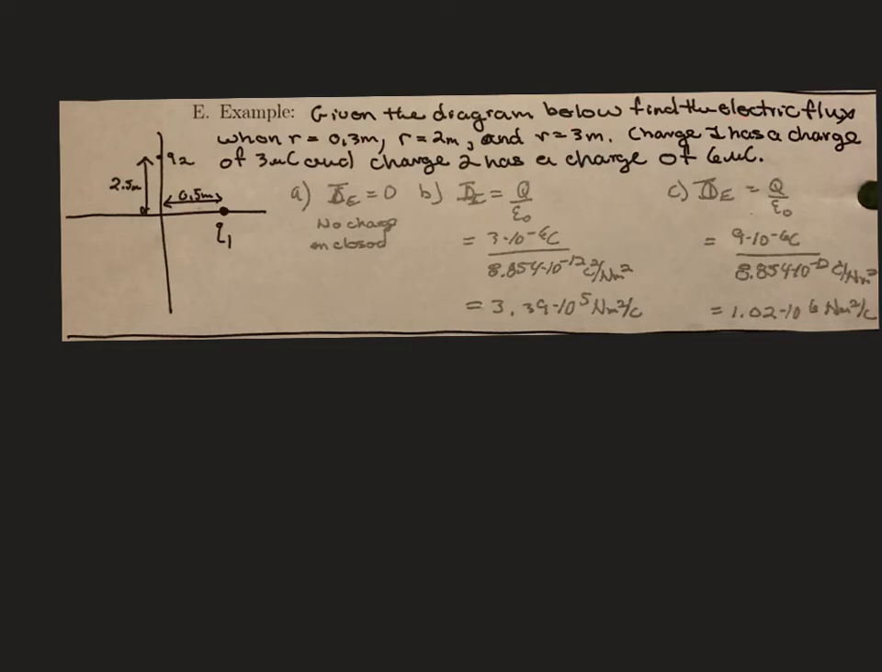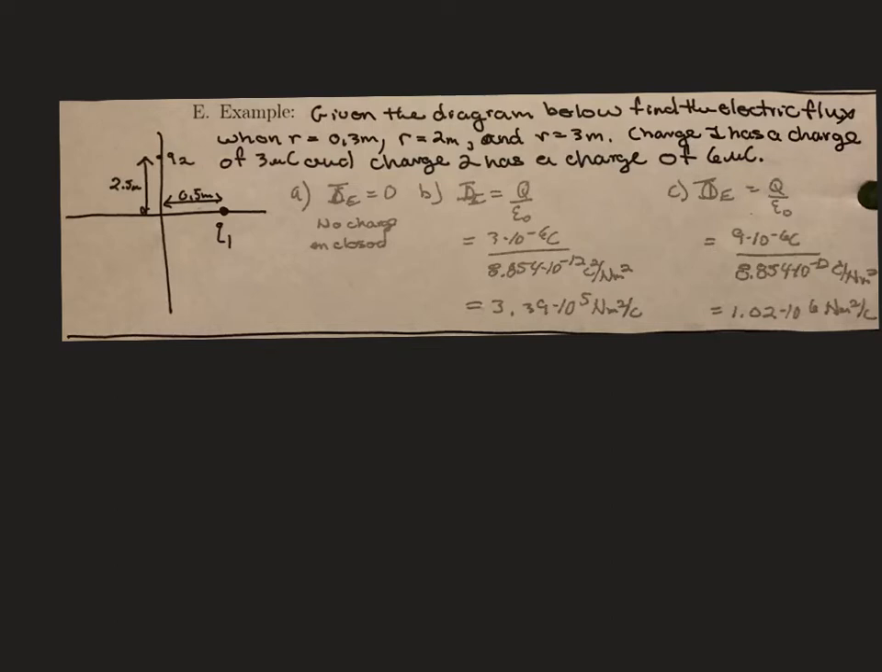So when r equals 0.3 meters, remember our electric flux equals E dot A, or it equals Q enclosed divided by the electric constant. Since we're not given the electric field strength or the area directly, we'd have to go through and calculate them. It's easier to use the idea that the electric flux is equal to Q enclosed over the electric constant, because we know what the charge is. So we just have to determine how much charge is enclosed in each of the circles.